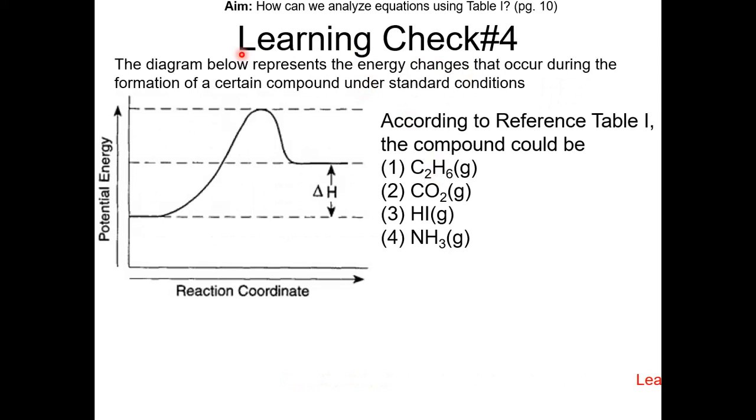Learning check number 4. The diagram below represents the energy change that occurs during the formation of a certain compound under standard conditions. According to reference Table I, the compound could be what? Pause the video and resume as completed. If you look at the potential energy diagram, it is an endothermic reaction because delta H is positive. The potential energy of the products is greater than the potential energy of the reactants. If you look on Table I, the reaction involving HI is endothermic. Therefore, the answer is choice 3.